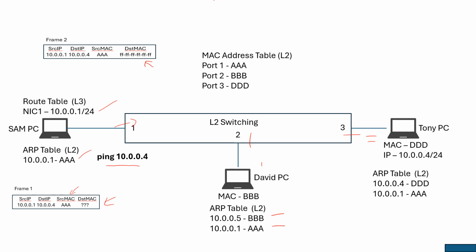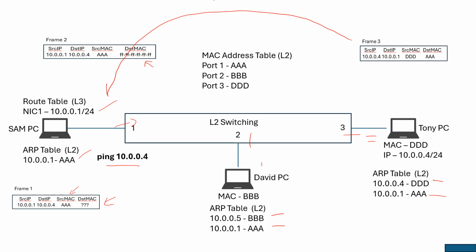And Tony's PC is populating its ARP table also, and it is generating the ARP reply over here. This ARP reply is generated and sent back to Sam. Now Sam's PC receives this reply and updates its own ARP table, and you see that the IP and MAC address entry of Tony is updated over here.